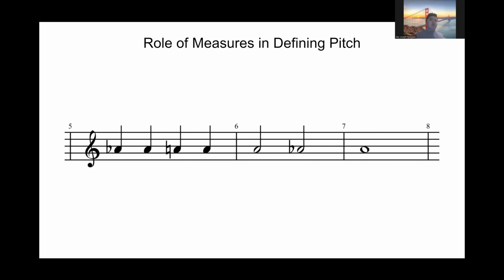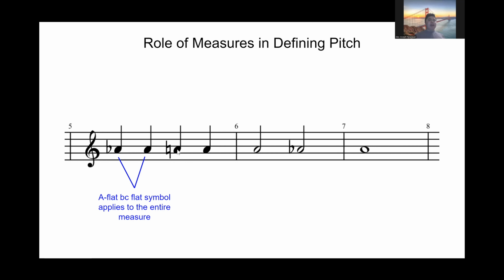Let's talk a little bit too about how measures are actually implicated in this whole system. So this is an A in the treble clef, but there's a flat symbol, so it's an A flat. This note is also an A flat because a flat or a sharp symbol applies to the entire bar for that given space or line.